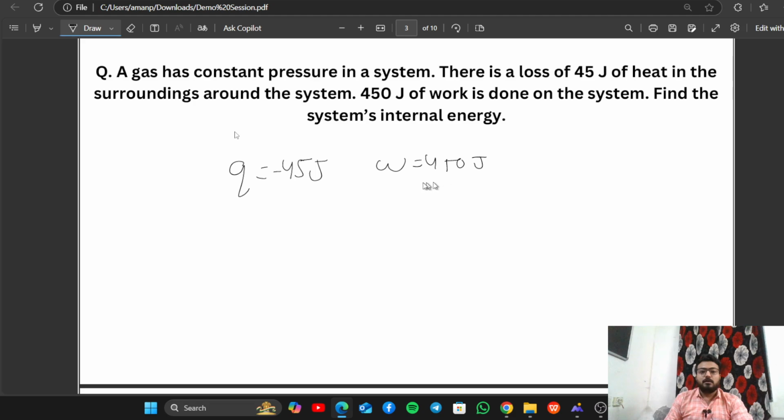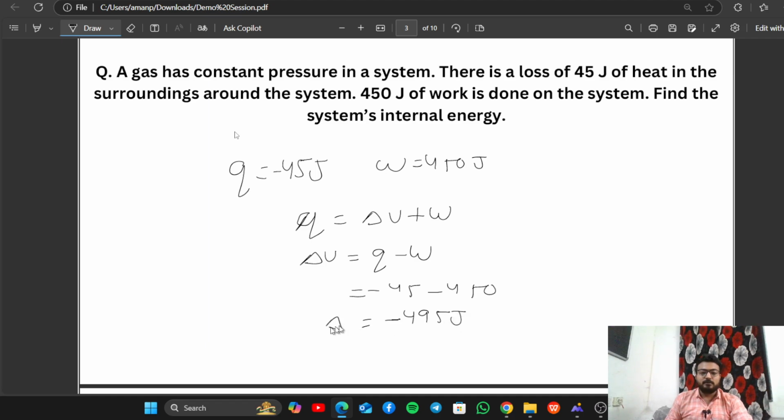Okay, so we have to find the internal energy of the system. We'll use the mathematical equation of the first law of thermodynamics, which says Q is equal to delta U plus W. So delta U will be equal to Q minus W. Q is minus 45 joule, and W is 450 joule, so it will be equal to negative 495 joule. So the change in internal energy of the system is negative 495 joule. It was a very basic question of JEE Mains.